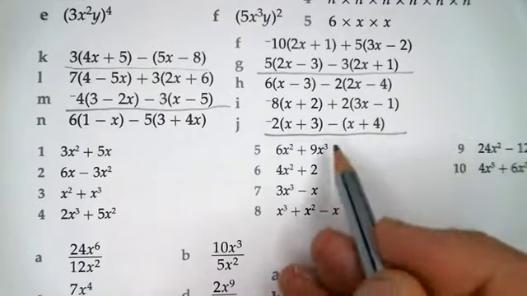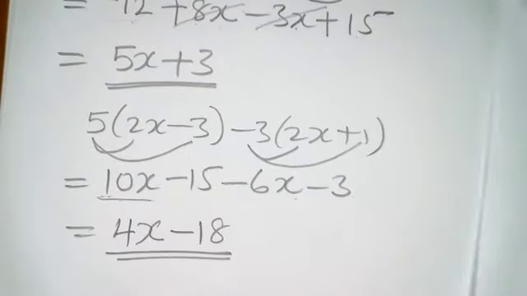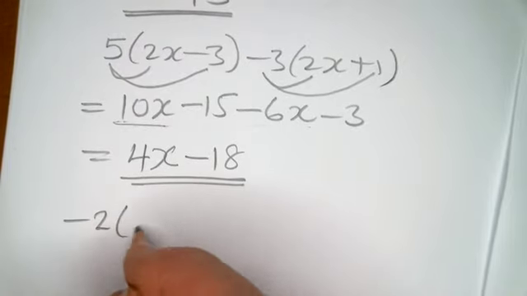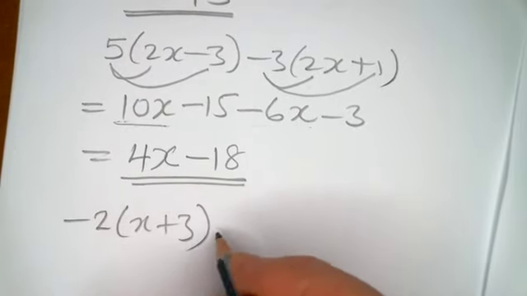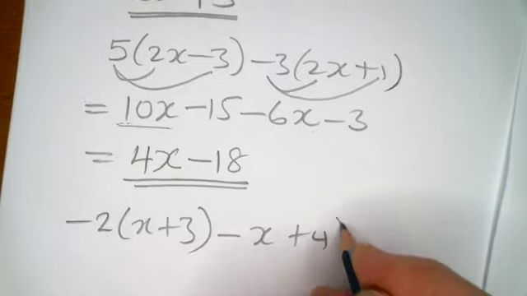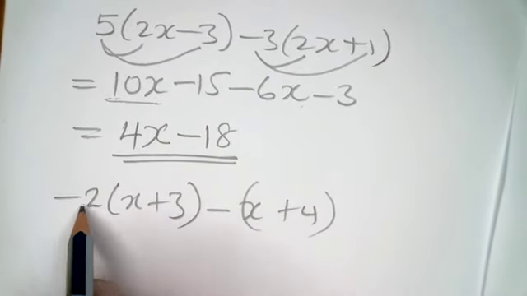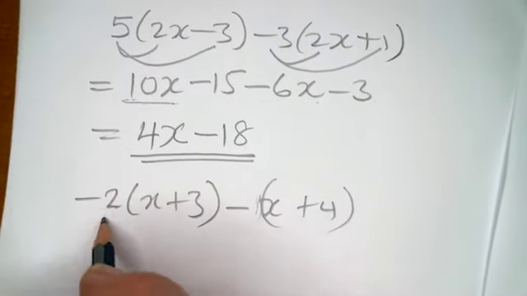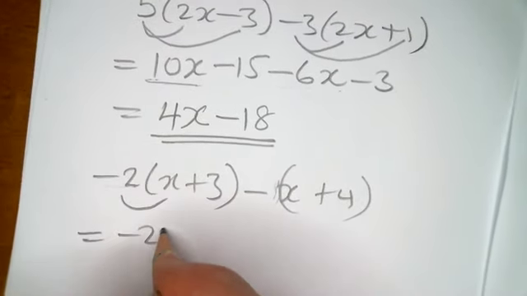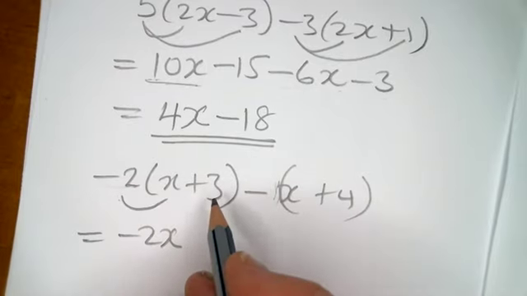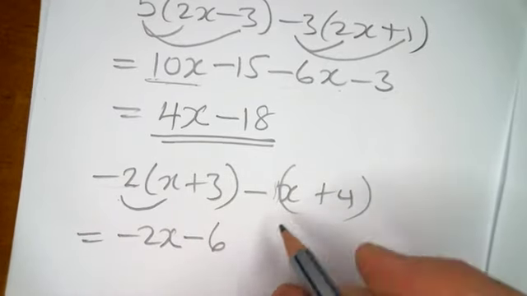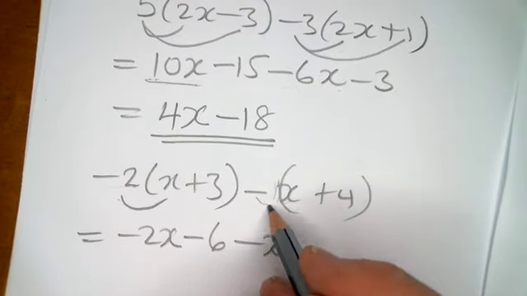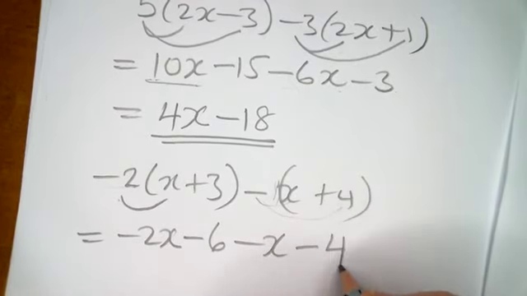Oh, let's do this last one over here. I like this one. Oh, that's good. Let's do that one. So I've got negative 2(x + 3) - (x + 4). So remember, this is a negative 2 outside the brackets. This is really a negative 1 outside the brackets. So negative 2 times x is negative 2x. Negative 2 times 3 is going to be negative 6. Negative 1 times x is negative x, or negative 1x if you like. Negative 1 times 4 is going to be negative 4.